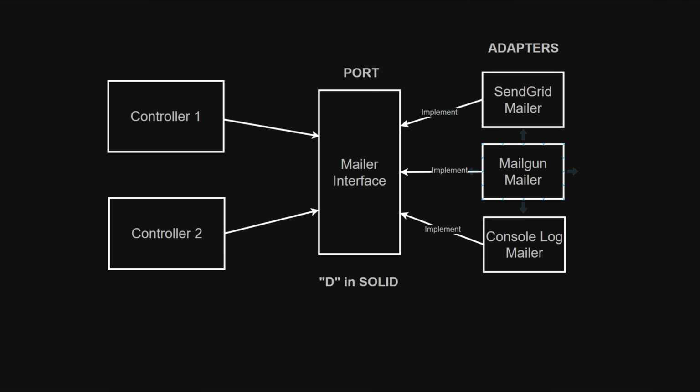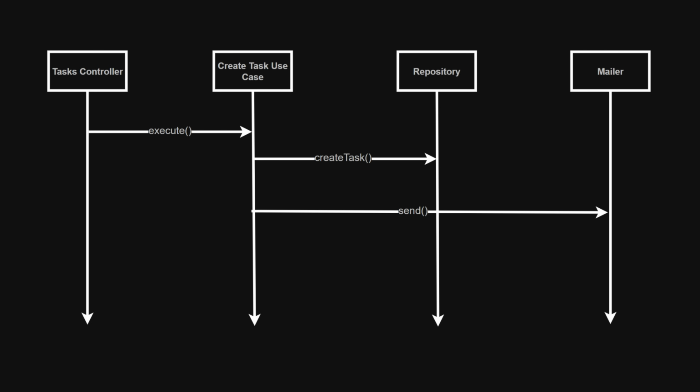This pattern also aligns with the D in SOLID that stands for dependency inversion principle, meaning high-level modules should not depend on low-level modules, but rather both should depend on abstractions. In our case, controllers are high-level modules, mailers are low-level modules, and they both depend on the interface, which is essentially an abstraction. Before we jump in the code and start implementing ports and adapters pattern, let's quickly look at the sequence diagram of the implementation.